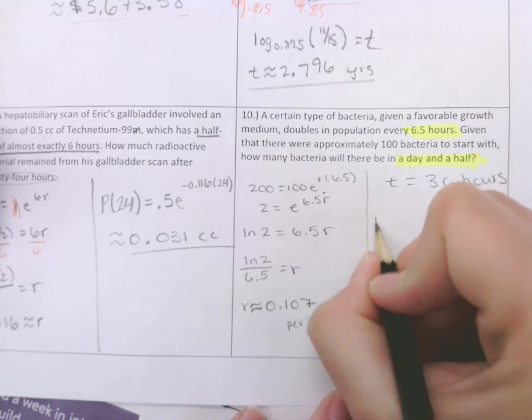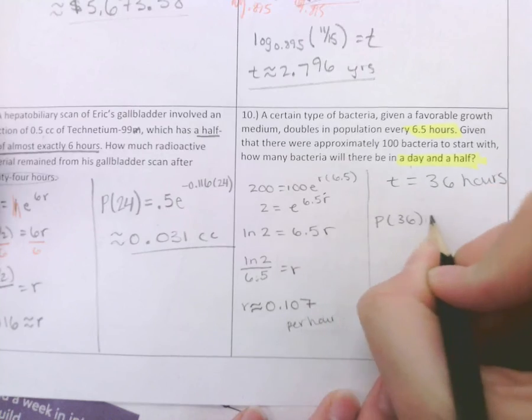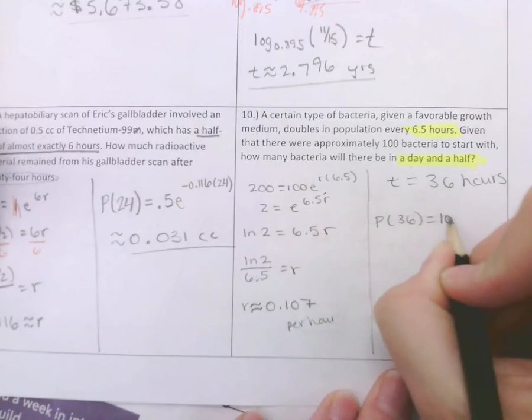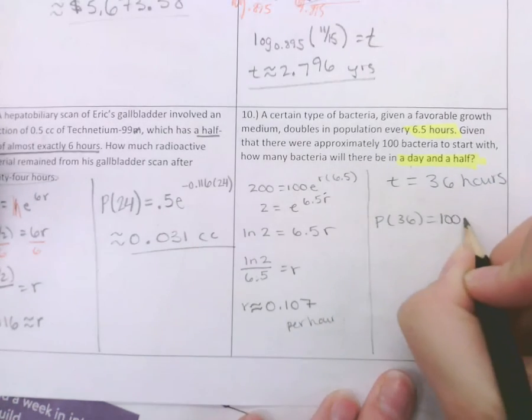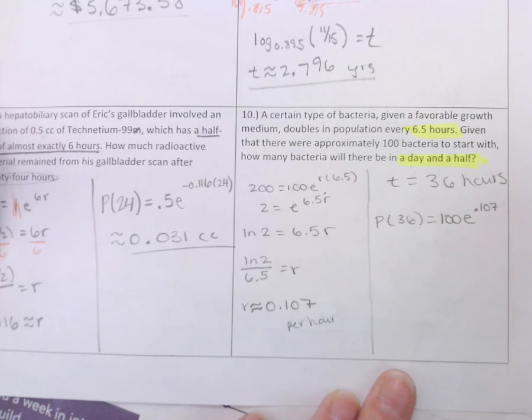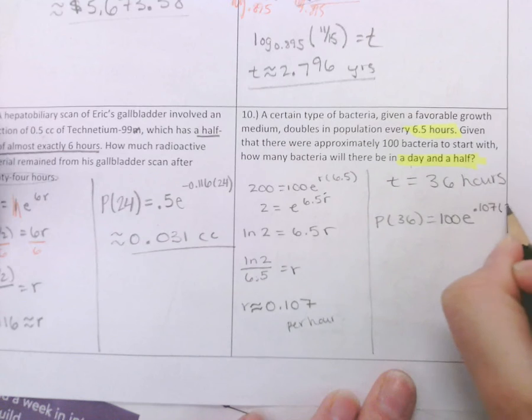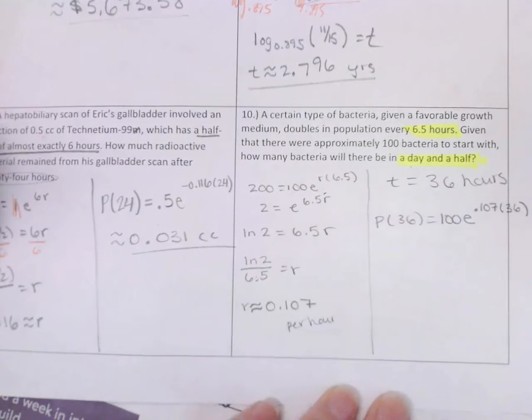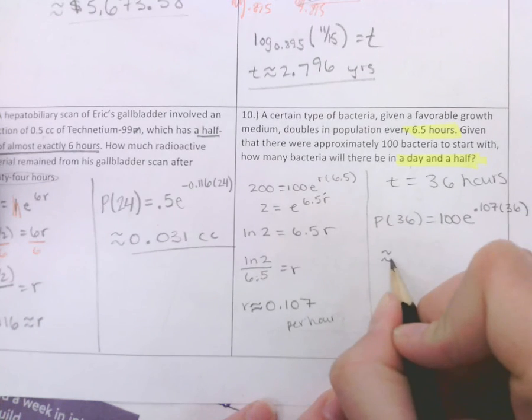So we are calculating the amount of bacteria in 36 hours, given that the initial bacteria were 100 and they're growing at a rate of 0.107 per hour for 36 hours. What's it going to be? It should be bigger than 100. About 4,7.